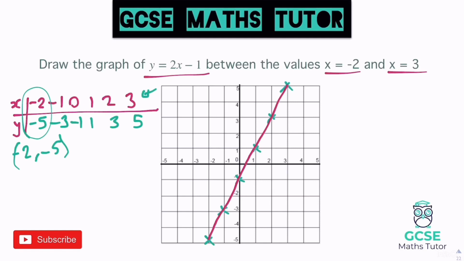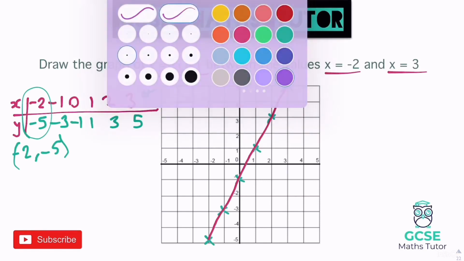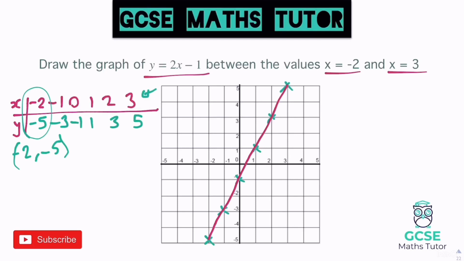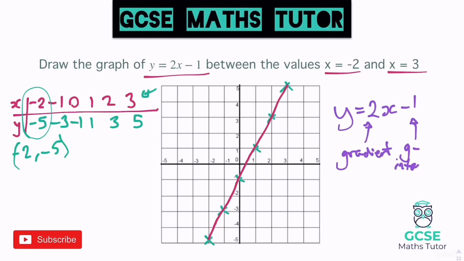You can actually do a little trick with this one, which is quite nice if you know what these pieces in there mean. So the 2 in front of the x, let's draw this over here, y equals 2x minus 1. The 2 there represents the gradient, and the minus 1 there represents the y-intercept. Okay, where it crosses the y-axis.